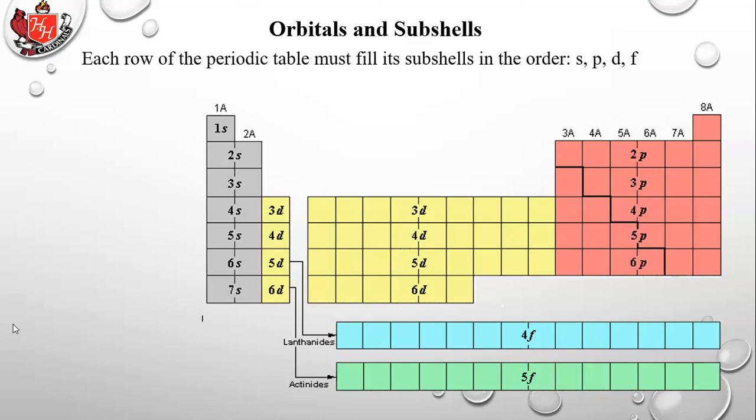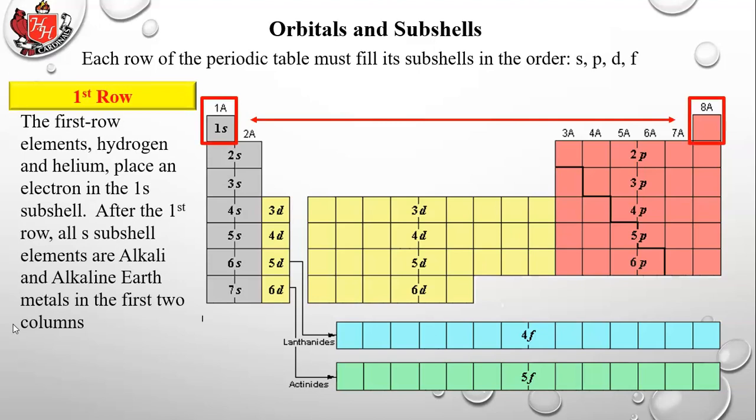And again, I say orbitals, I might use it interchangeably with subshells, but these are really subshells, as that's the way I like to use them. So first row. The first row elements, hydrogen and helium, place an electron in the 1s subshell. After the first row, all s subshell elements are alkali and alkaline earth metals in the first 2 columns. So the first 2 columns are the s subshells. The only exception being the first row, where helium is considered to have an S subshell even though it's way over to the right-hand side of the periodic table.